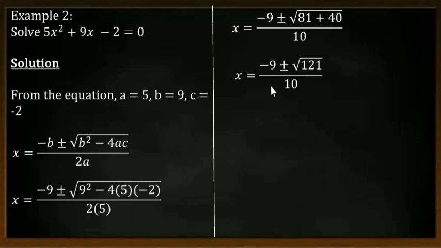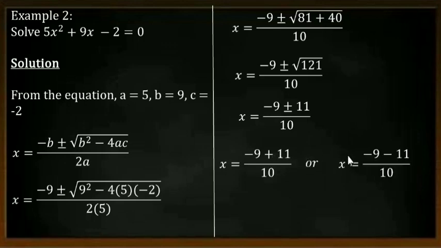Taking a step further, minus 9 plus or minus the square root of 81 plus 40 is 121. So taking a step further, we have minus 9 plus or minus the square root of 121, which is 11. So the next step is to split this equation into two equal halves, with the first half having the positive sign and the second half having a negative sign. So x is equal to minus 9 plus 11 over 10, or x is equal to minus 9 minus 11 over 10. So minus 9 plus 11 will leave us with 2.